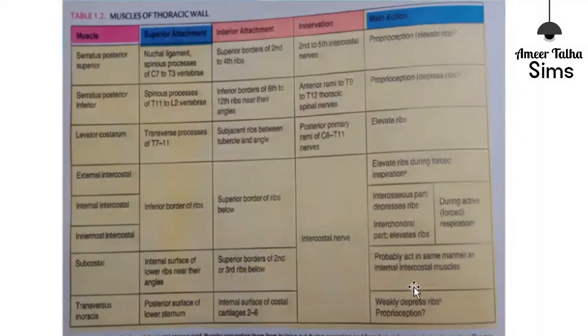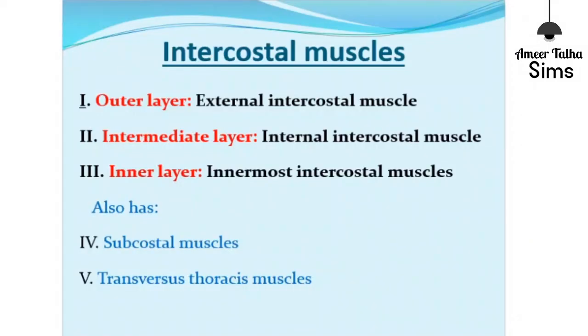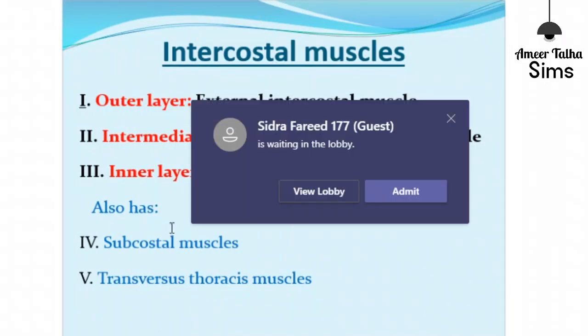Transversus thoracis originates from the posterior surface of the lower sternum, and it inserts on the internal surface of the costal cartilages 2 to 6, and it weakly depresses the ribs. And all these muscles are supplied by the intercostal nerves. Now we will discuss intercostal muscles in detail. The outer layer contains external intercostal muscles. In the intermediate layer we have internal intercostal muscles, and the inner layer contains innermost intercostal muscles.